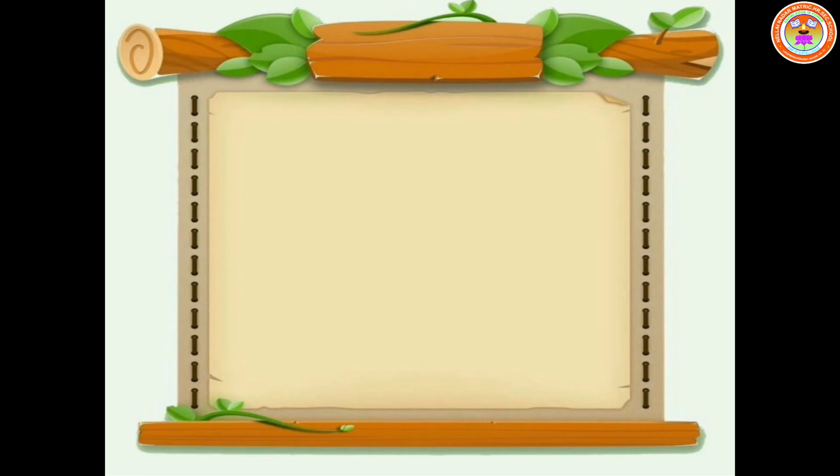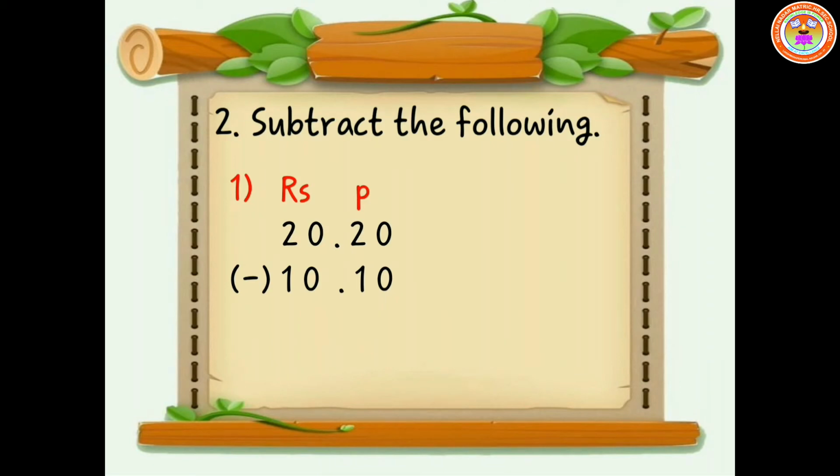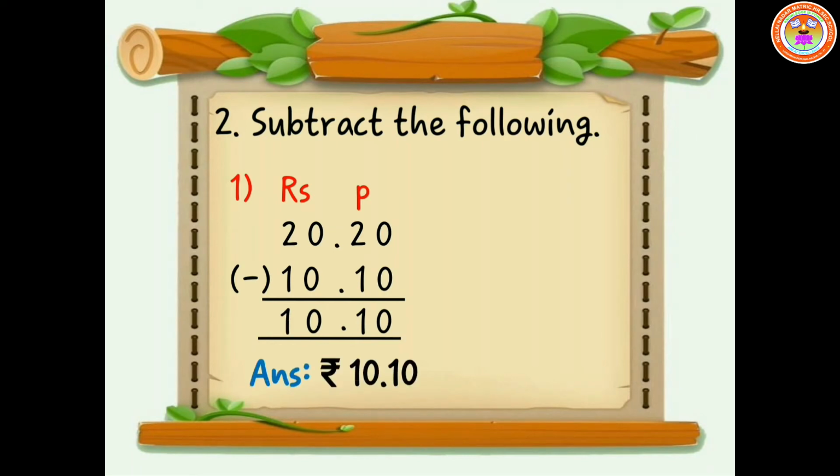Now we are going to do the subtraction. Look at the first one. 20 rupees 20 paise minus 10 rupees 10 paise. What is 0 minus 0? 0. 2 minus 1? 1. Place a dot in the center. Again 0 minus 0? 0. 2 minus 1? 1. Now the answer is 10 rupees 10 paise.